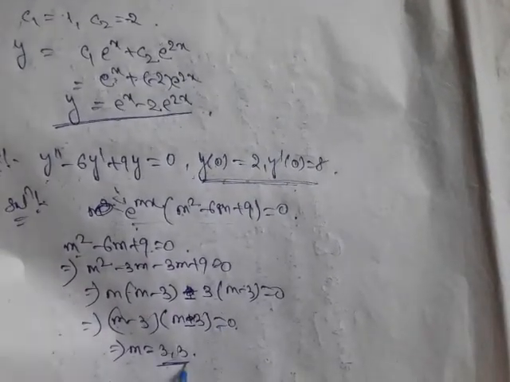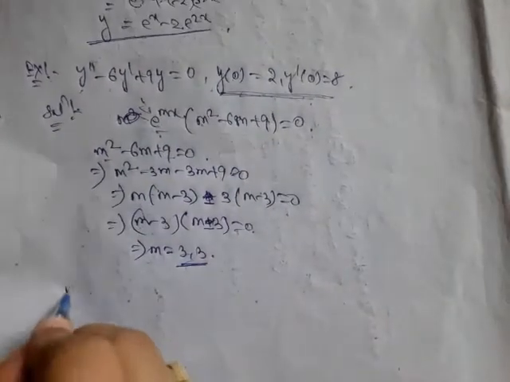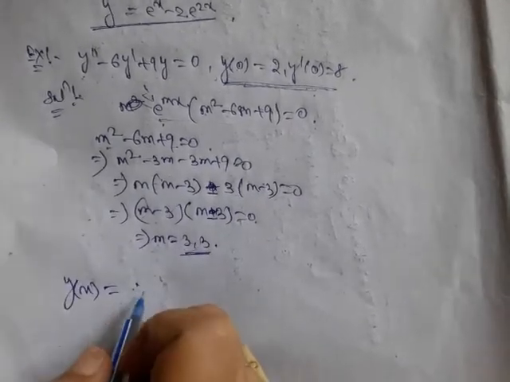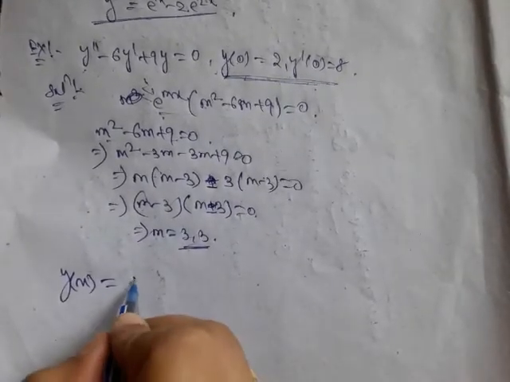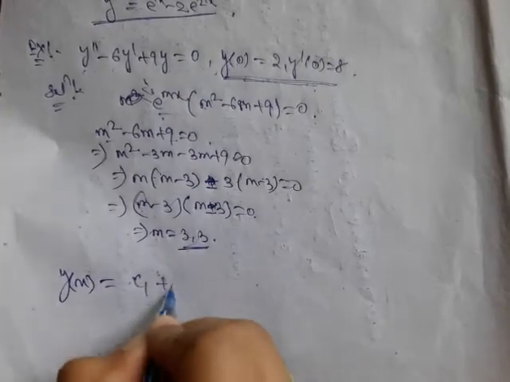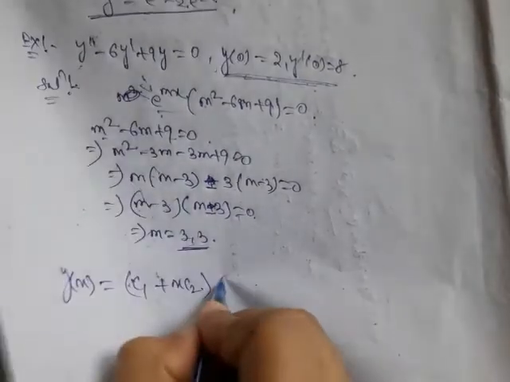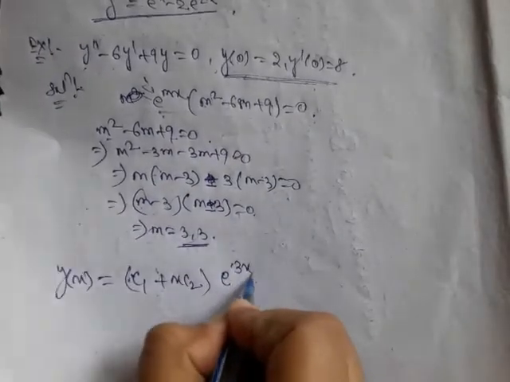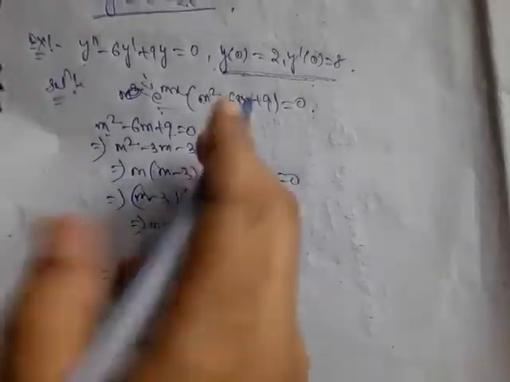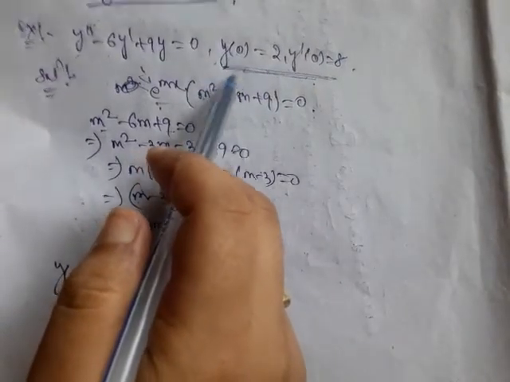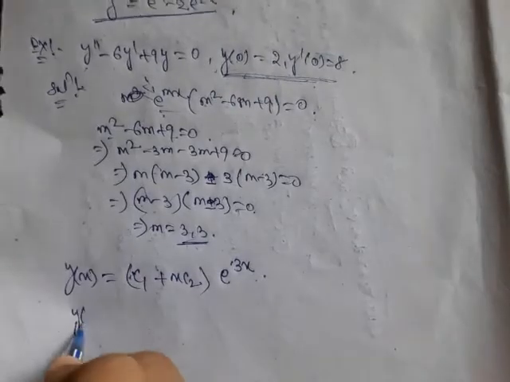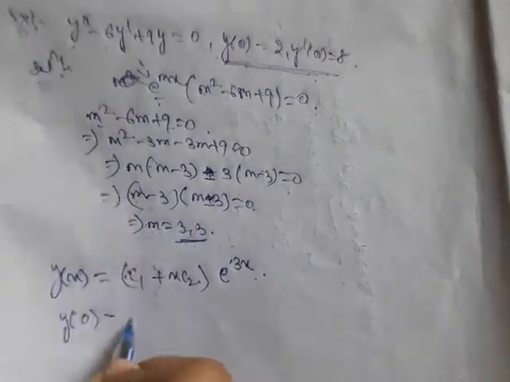Okay, so this is your case 2, the repeated root case. Then our general solution is y of x equals c1 plus x c2, into e to the power mx. Okay, m is 3, so this is e to the power 3x. Then your condition is given as y of 0 equals 2. y of 0 equals 2 means if we put 0 in place of x.